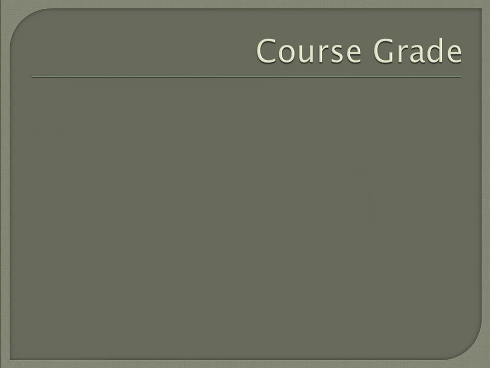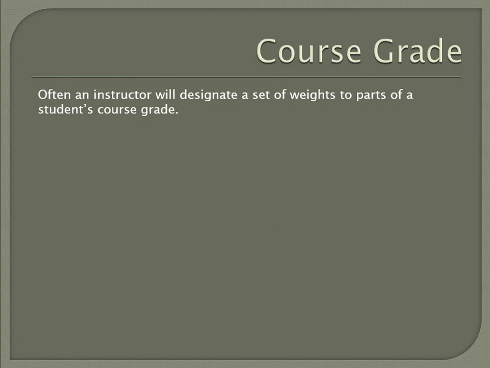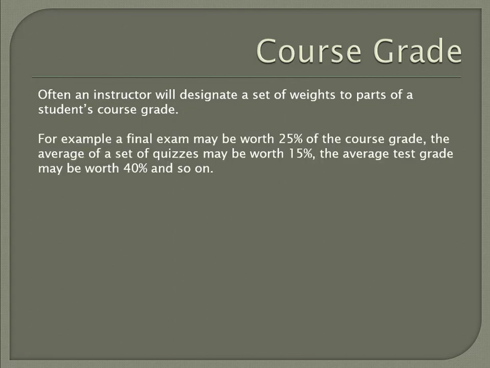For example, course grade. Often an instructor will designate a set of weights to parts of a student's course grade. For example, a final exam may be worth 25% of the course grade. The average of a set of quizzes may be worth 15%. The average test grade may be worth 40%, and so on.